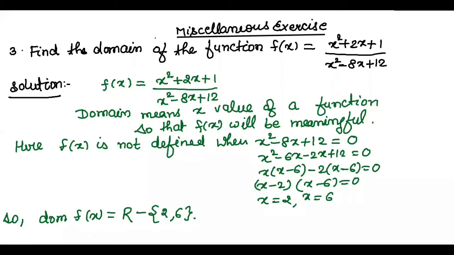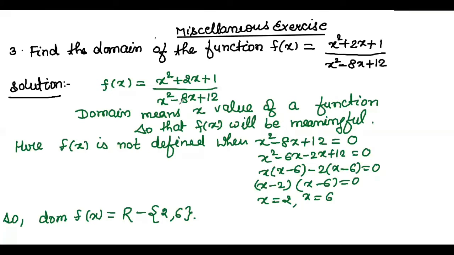So we'll discuss the third question. The question is, find the domain of the function f(x). f(x) is equal to x square plus 2x plus 1 whole divided by x square minus 8x plus 12. So you can see this is a rational function in the form of p(x) by q(x), and p(x) and q(x) both are polynomial functions where q(x) is not equal to 0. Means here we have to avoid the denominator equal to 0.